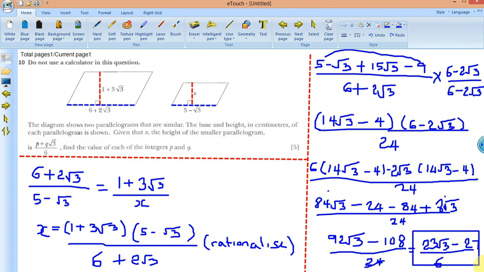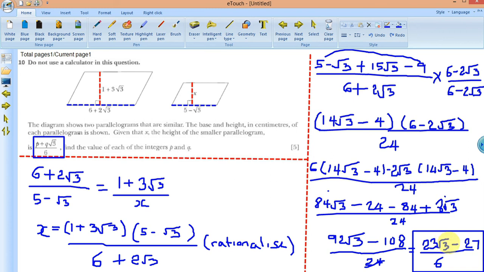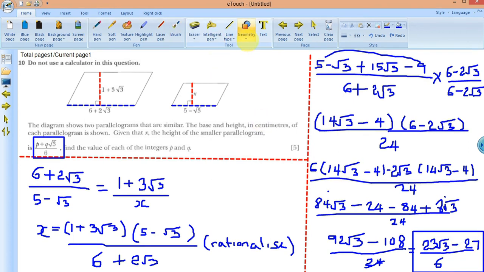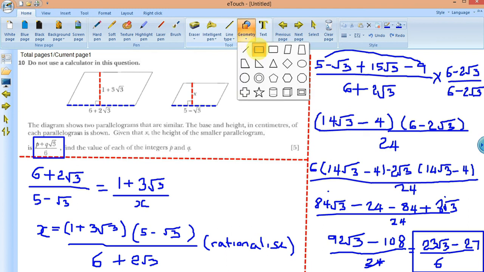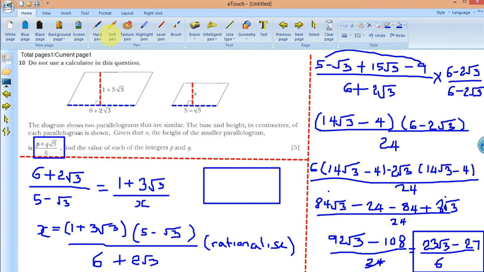So I can just complete that here now. Sorry about that, I couldn't manage my board well today for this equation. So now P is what? P equals minus 27 and Q is 23. Q over 3. So Q is 23. Okay guys, this is the end of this question. Let's go to the next question.